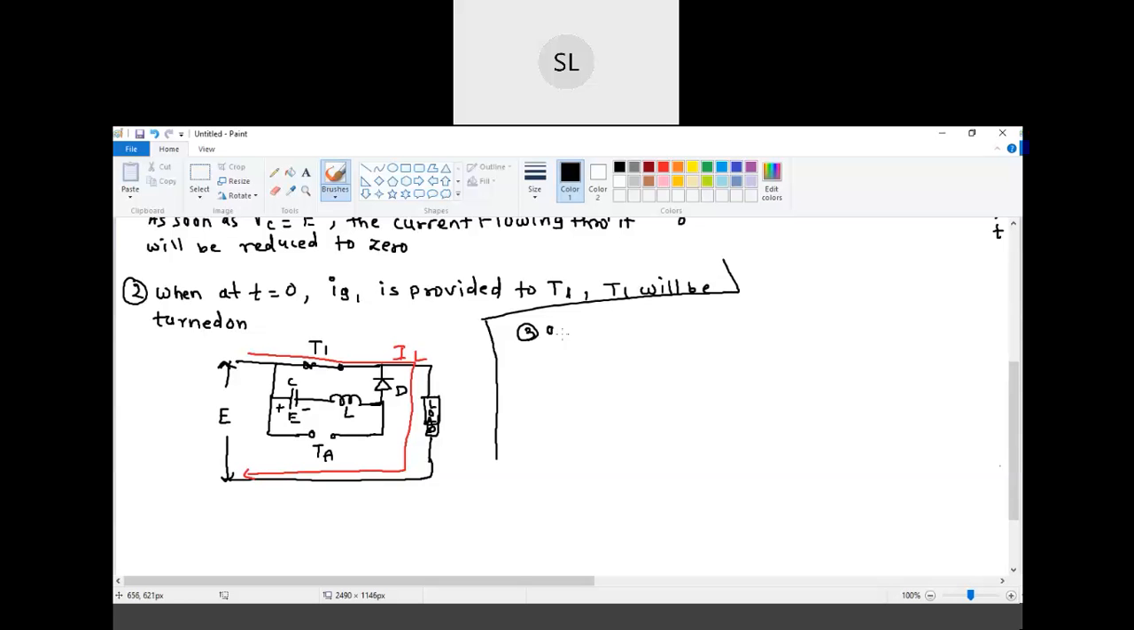At t equal to t1, when the gate pulse has been applied, TA will be turned on, right? So now once it is turned on, what will happen? Now this capacitor will get a path to discharge, right? See here.